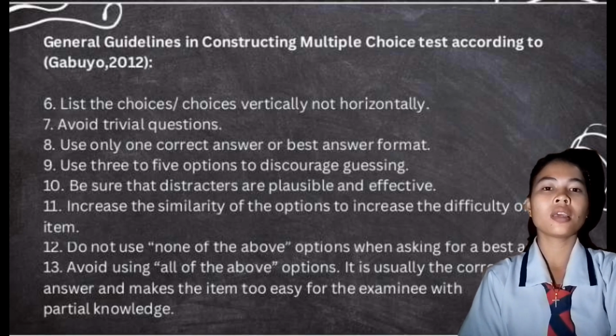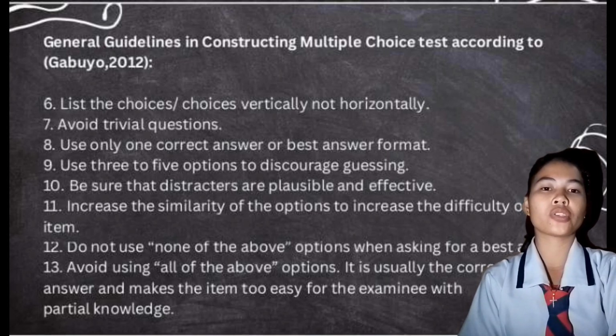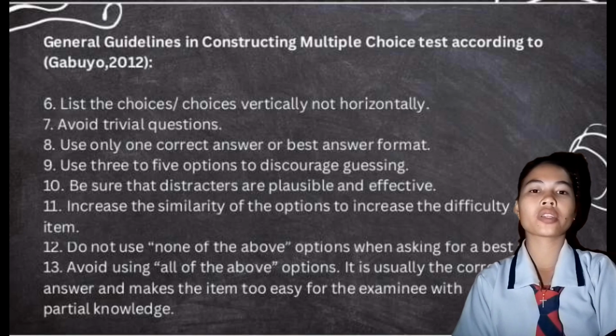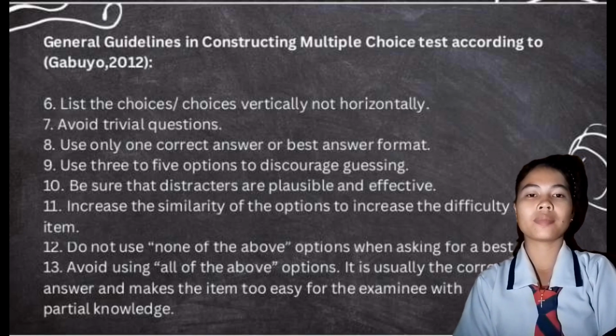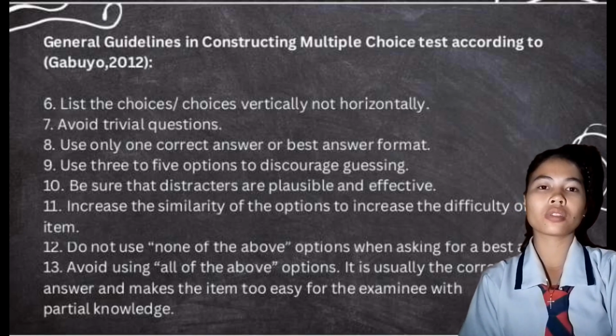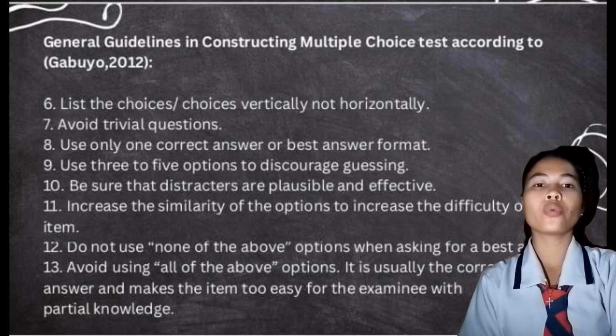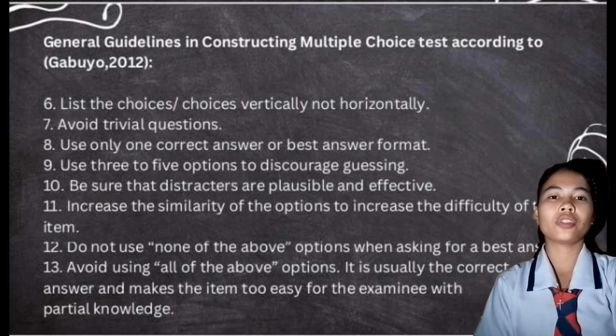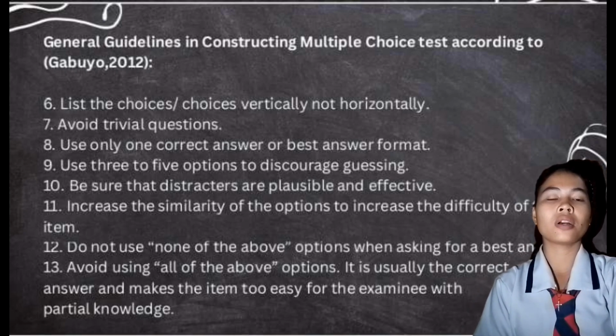And number 10, be sure that the distractors are plausible and effective. Number 11, increase the similarity of the options to increase the difficulty of the item. 12. Do not use none of the above options when asking for a best answer. And last, avoid using all of the above options. It is usually the correct answer and makes the item too easy for the examinee with partial knowledge.